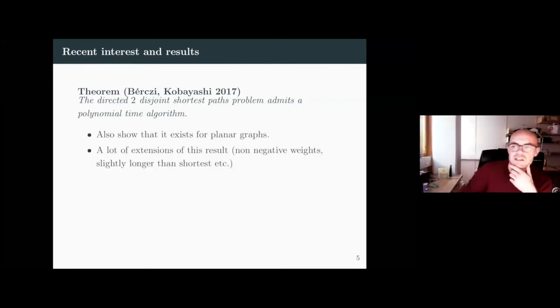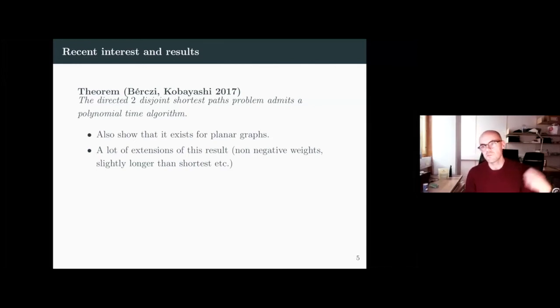Since this paper, a lot of people have tried to study variations of their results. Let me also say that in the same paper, they proved that Schrijver's algorithm for disjoint paths in planar graphs can be adapted to this setting. So disjoint shortest paths in planar graphs also has a polynomial time algorithm for any fixed k. And a lot of papers came out after this one, studying variations of it, like non-negative weights, or what happens if you ask for paths which are slightly longer, and stuff like that. But this was basically just a generalization of their result.